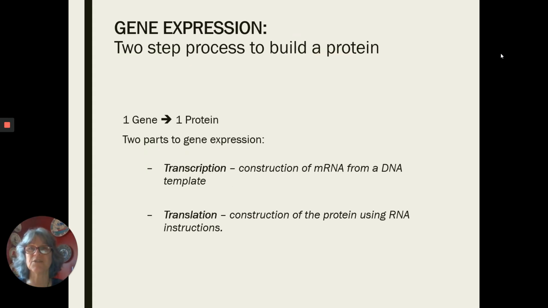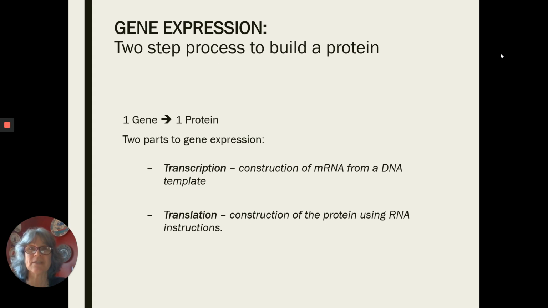Gene expression is really a 2-step process that's involved in building a protein. When I say gene expression, that means to express a gene means to build what it calls for, which is the protein. So the central dogma of biology is 1 gene, 1 protein. Each of our genes codes for a protein. Usually that's an enzyme that's going to catalyze the chemical reactions that build the body.